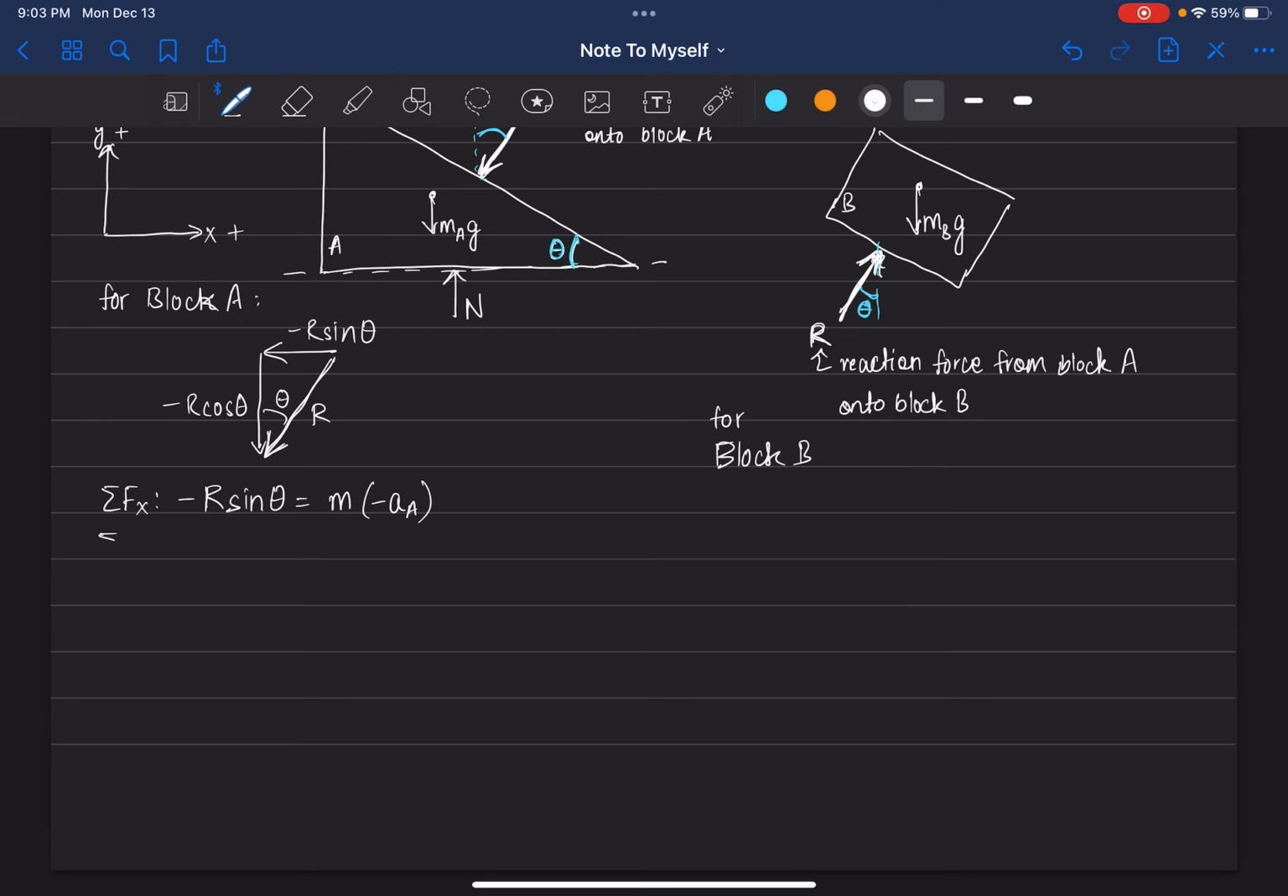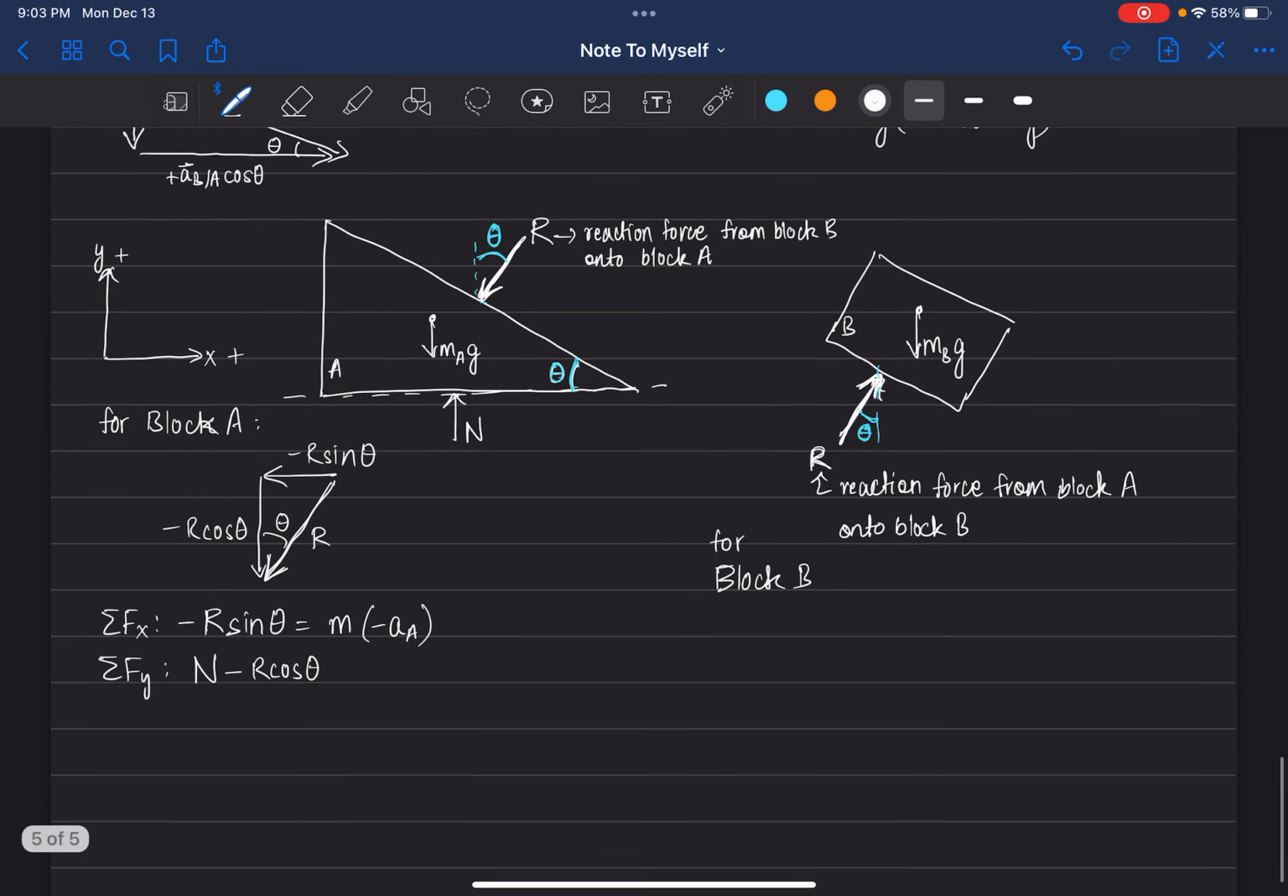Now I can also do the summation of Fy. So N minus R cosine theta minus m_A g equals 0, because in the y direction, this block is not moving. Okay, so that is pretty much all that we need for block A.